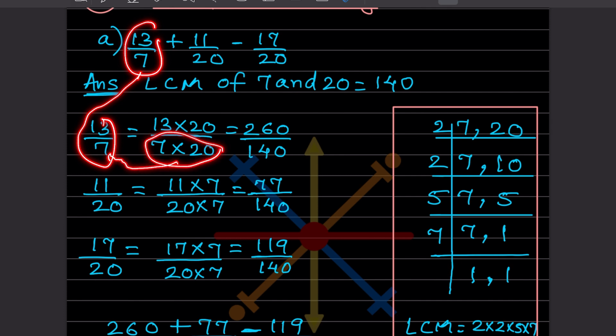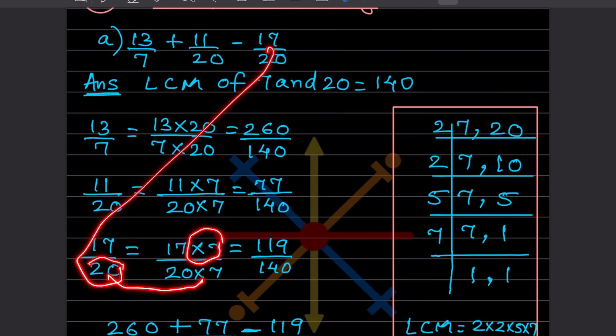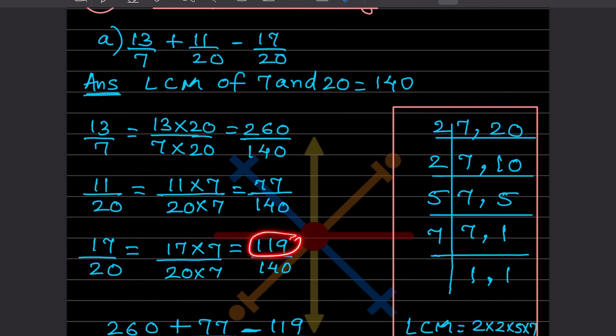So this you are going to multiply by 20. So this also should multiply by 20. So you got this one. Again, you will take this one. You will make it to 140 because the LCM is 140. Again, multiply by 7. So this is going to be 77 by 140. Because 20 times 7 is 140, this also will multiply by 7. So that is 119 divided by 140.